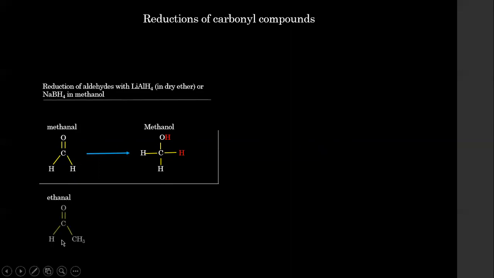And let's take another example. As usual, we take ethanal, a two carbon containing aldehyde. What will happen? This oxygen will get one hydrogen. Carbon also will get one hydrogen, making a compound called ethanol. Ethanol is also a primary alcohol because its alpha carbon has only one alkyl group. This is how aldehydes react with lithium aluminium hydride or sodium borohydride.